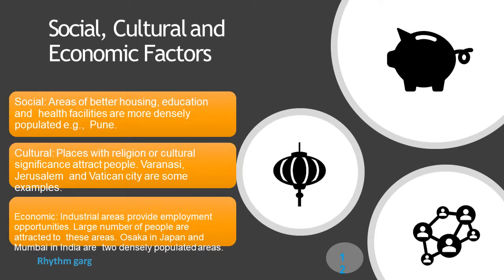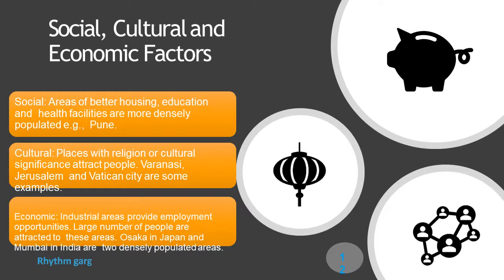Next are socio-cultural and economic factors. Areas of better housing, education, and health facilities are densely populated. For example, Pune, where we find all these things. If we talk about cultural places, like places which are very popular with religion or have cultural significance, like our city Varanasi or Vatican City, they are good examples where people stay in large numbers.